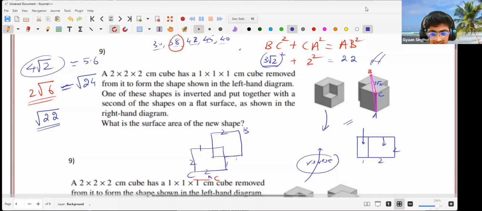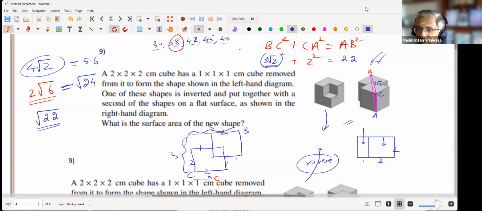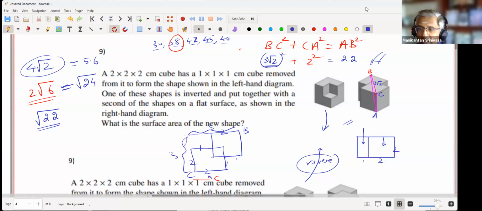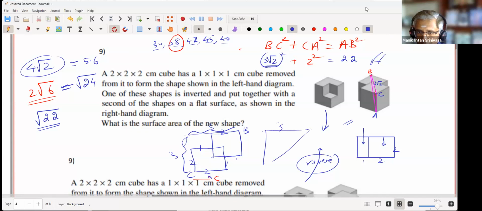So 2 plus 1, so this is 3. This length is 3, and this length is also 3. Therefore, it's 3√2, no? By 45, 45, 90. Snigdha? Yes. Makes sense? It's the root of 3 square plus 3 square, which is 3√2. So if you have a 3 and a 3 in a right angle triangle, this will be 3√2. All right, let's wrap here.